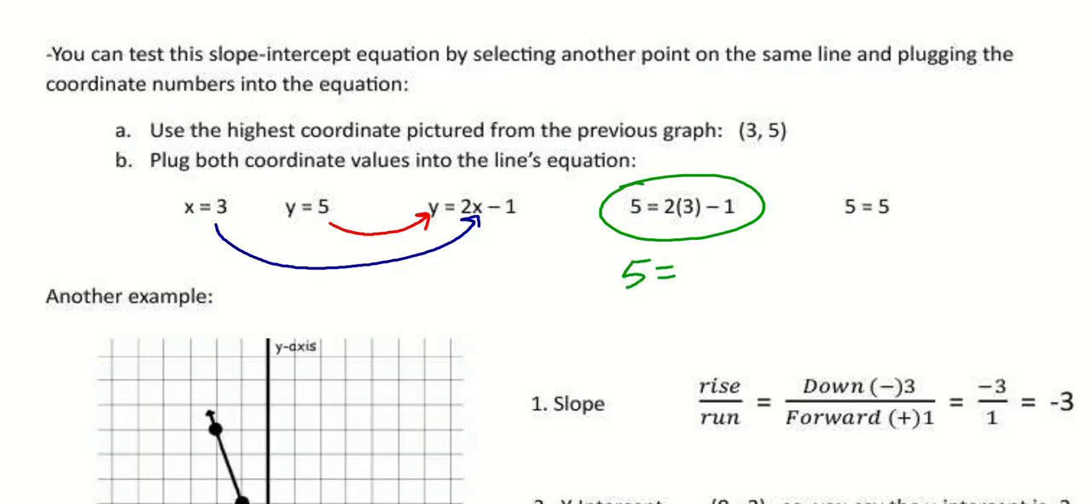So 5 equals 2 times 3 is 6, and then 6 minus 1. Well, 6 minus 1, 5 equals 5. That works. That's telling me that the coordinate I chose sits on the line that is being described with this equation, that slope and that y-intercept. Okay? And it can be any coordinate.